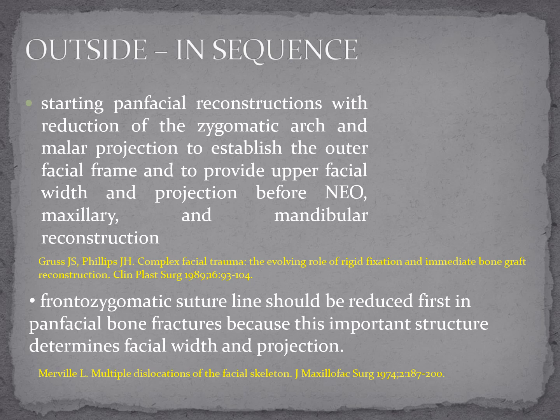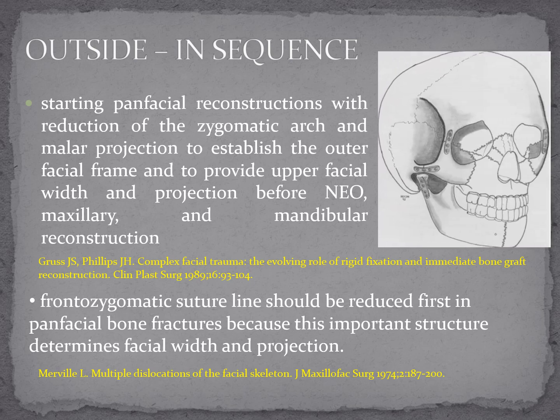Then we have the outside in sequence also, in which the panfacial reconstruction was always started with the reconstruction of the zygomatic arch and the malar projection, to establish the outer facial frame and to provide the facial width and projection before the nasoorbitoethmoid or maxillary and mandibular reconstruction was started. A lot of authors also said that it was the FZ suture line which should be the first to be reduced in panfacial fractures because it is an important area which determines the facial width and projection.